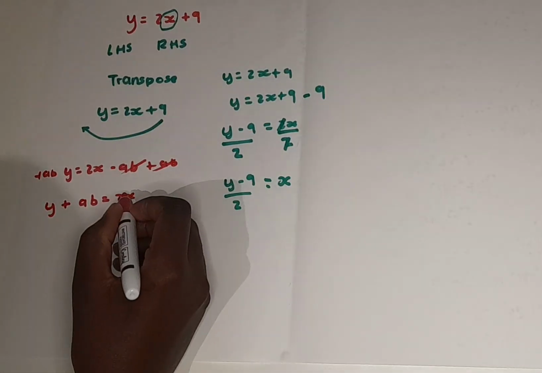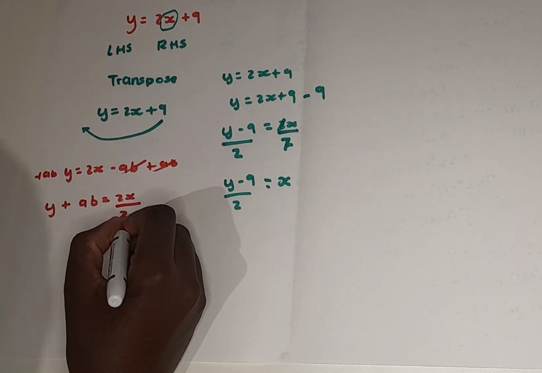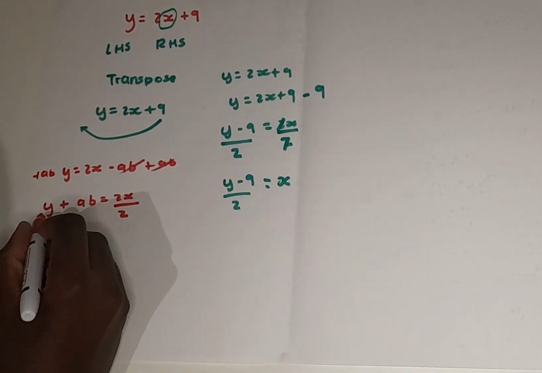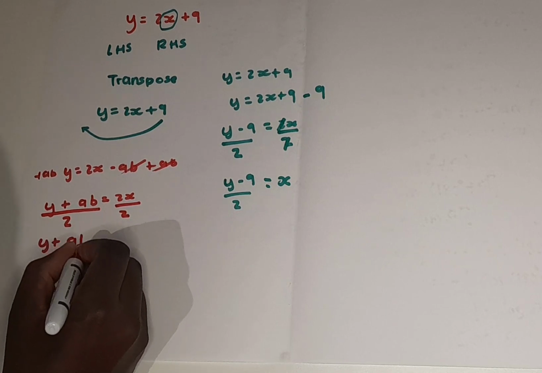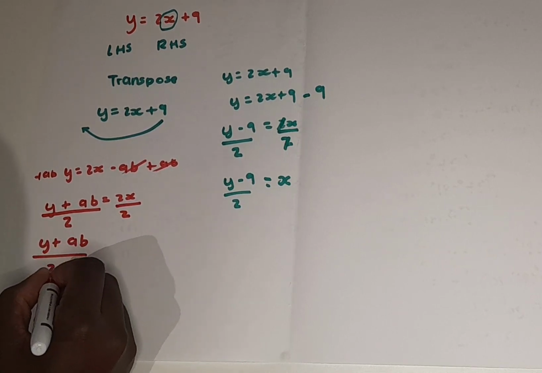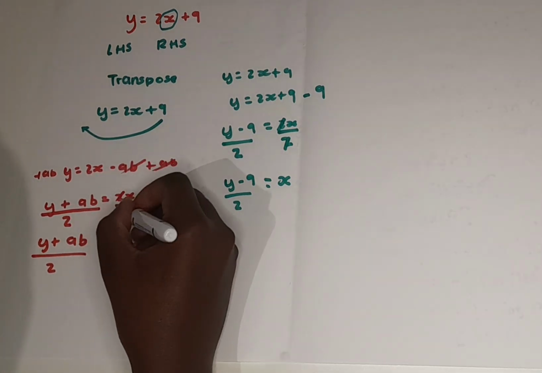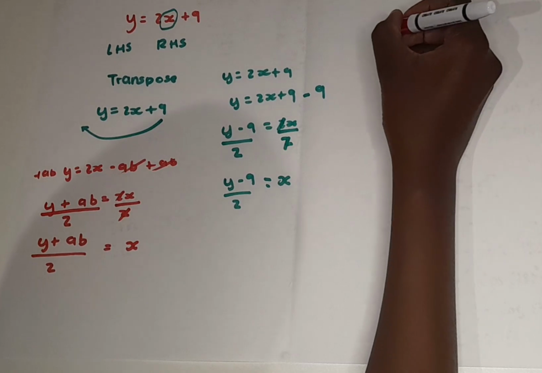We want x, not 2x. So we're going to divide by 2. What you do on the right, you do on the left. So even here you're going to divide this whole thing by 2, which will be y plus ab over 2, which is equal to x, since this will divide with this one. And then let's look at another example now.